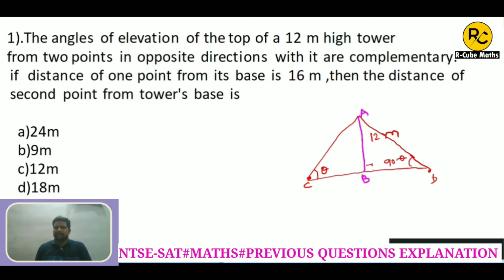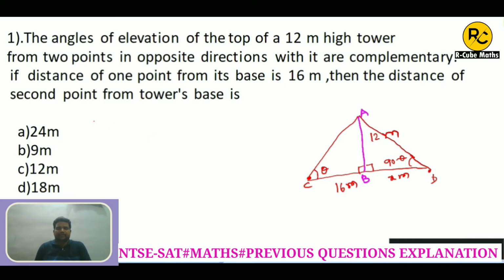The tower is perpendicular to the base, and the distance of one point to the base of the tower is given, which is 16 meters. Now we have to find the distance between the other point and the base of the tower. Let it be x meters. This is our question. So observe here, two right angle triangles: one is triangle ABC, the other is triangle ABD.